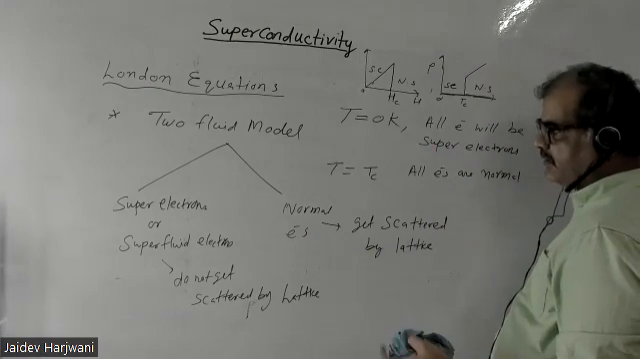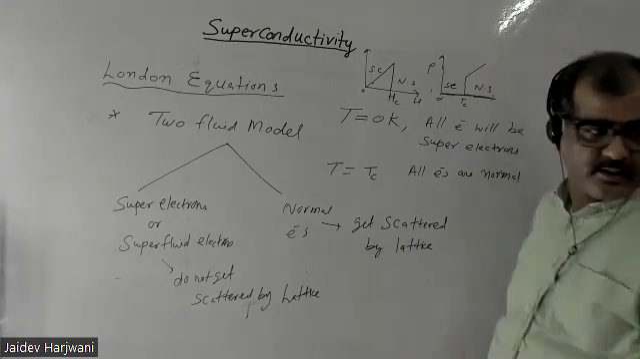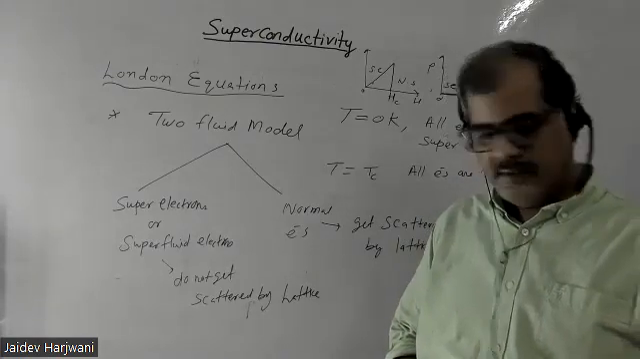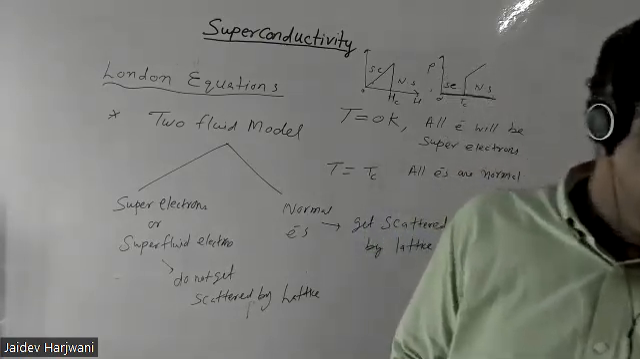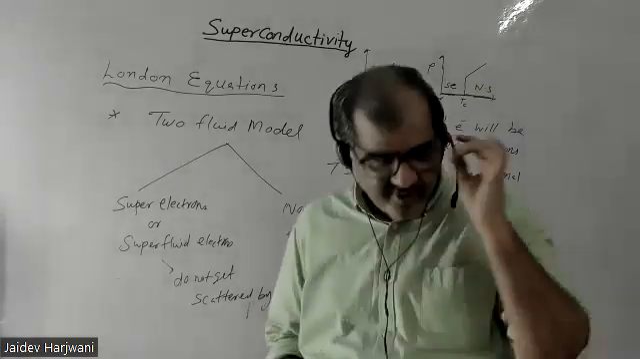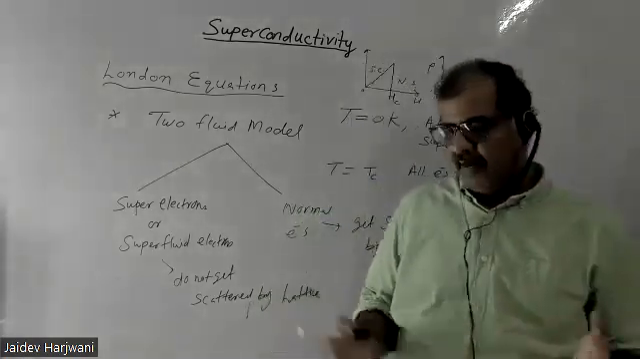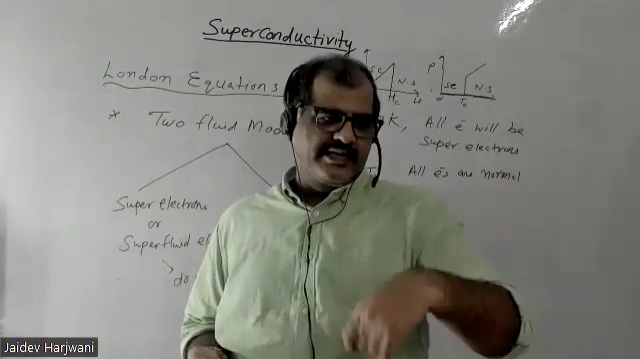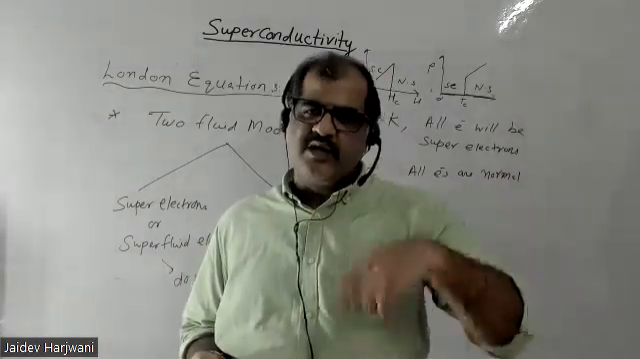Shall I erase this one? Excuse me, sir, can you explain once what "do not get scattered by lattice" means, how does it happen? I told you that these are superfluid electrons. If you have an electron, what does lattice mean? Lattice means your atoms; in each lattice you have atoms.